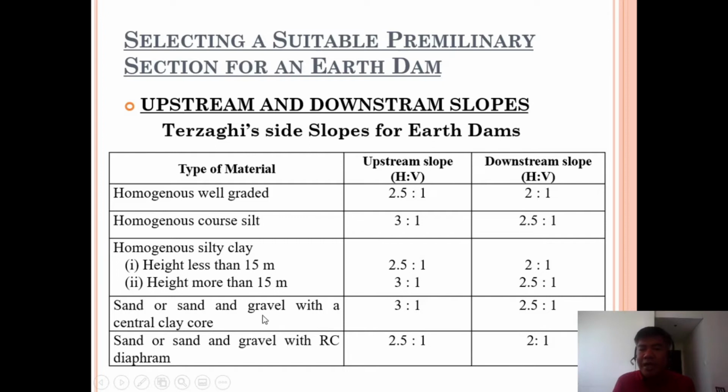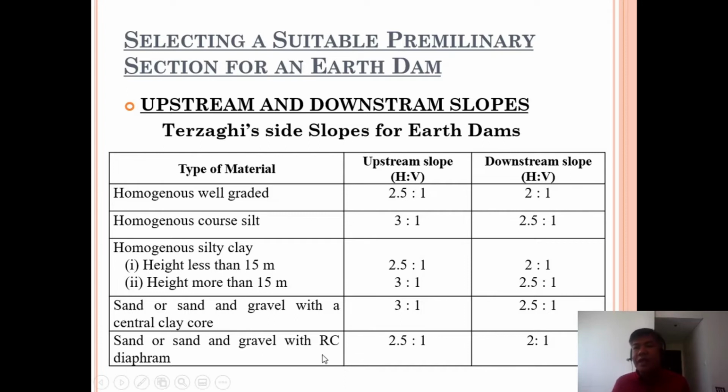If it is sand or sand and gravel with a central clay core, you have 1 is to 3, 1 is to 2.5. And sand or sand and gravel with a reinforced concrete diaphragm, you have 2.5 is to 1, and in the downstream 2 is to 1. So based on this table, you can have the first part of your preliminary design. It doesn't necessarily mean that it is your final design, because we are just having it as an estimate or an assumption for the preliminary design.